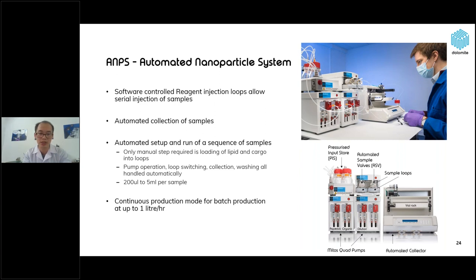And the sample volume is also very wide. It can range from 200 microliters, a very small amount, to 5 milliliters per sample. And for continued production, the Ultimate Nanoparticle System can also provide the continued production mode for batch production with up to 1 liter per hour production rate.